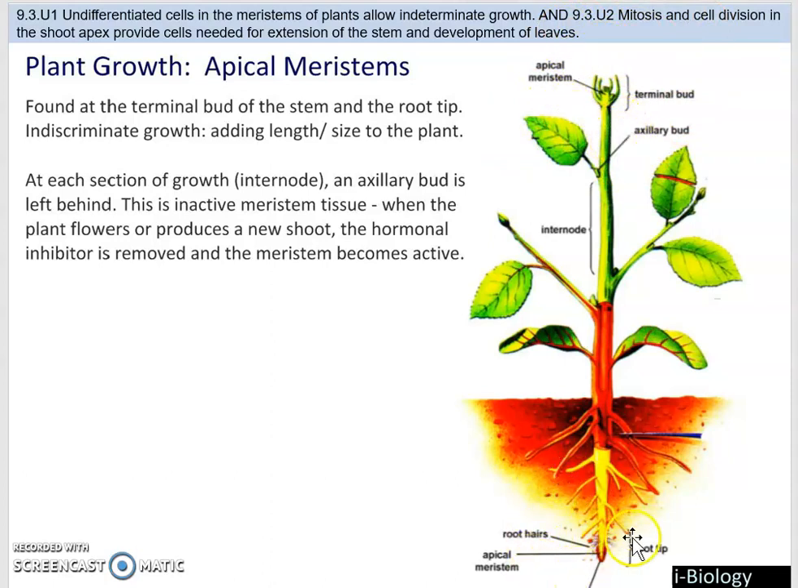Down at the bottom, we've got the roots. And again, we've got meristematic tissue at the roots, allowing the roots to grow downwards. So we've got apical meristems at the root tips. We've also got apical meristems at the roots, and then we've got these axillary buds, which allow sidewards movement when inhibition is removed.